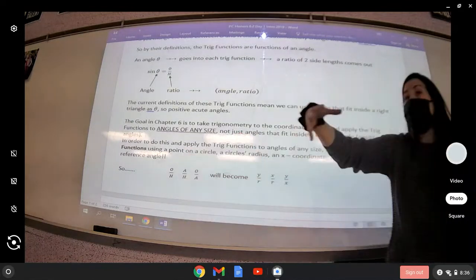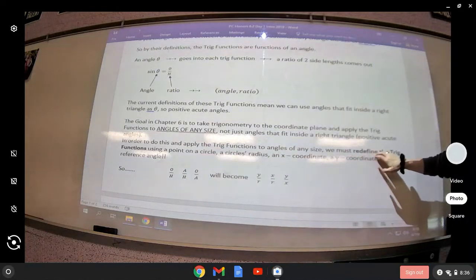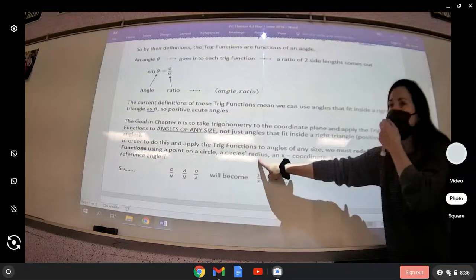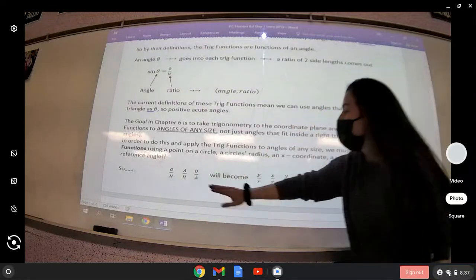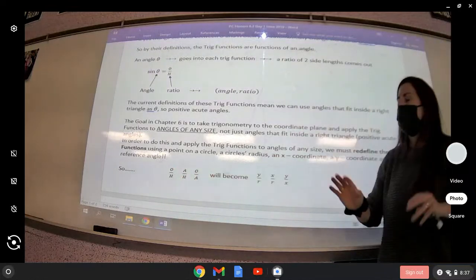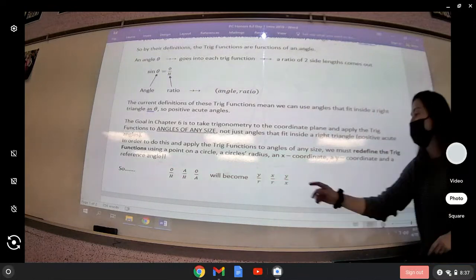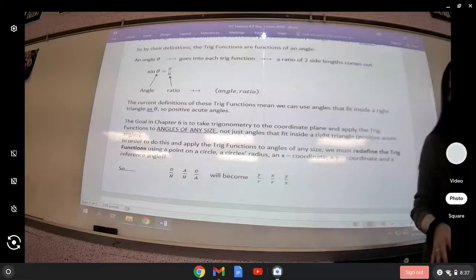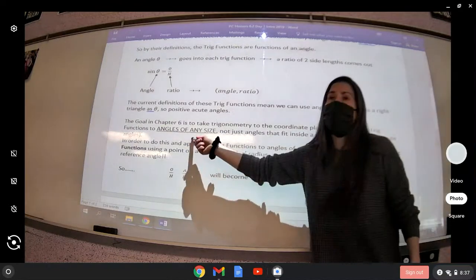In order to take the sine of 130 degrees, we're going to redefine the trig functions using a point on a circle's radius, an x-coordinate, a y-coordinate, and a reference angle. So the O, H, A, H, O, and A that you all know and love is going to change. It's going to become a y-coordinate over a radius, an x-coordinate over a radius, a y-coordinate over an x-coordinate. All of these trig functions are going to get a new definition so that we can apply it to an angle of any size.